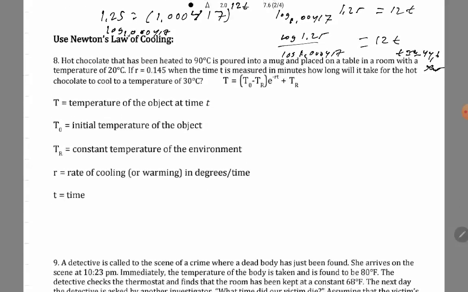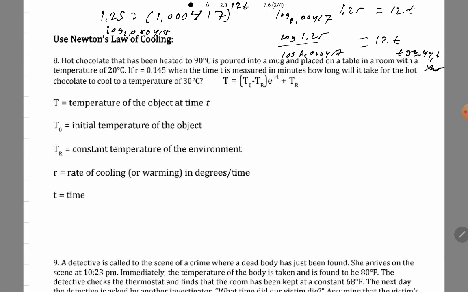Especially if you don't have any experience working with these equations. Alright, Newton's law of cooling. Hot chocolate that has been heated to 90 degrees Celsius, poured into a mug, and placed on a table in a room with a temperature of 22. So room temp is 20 degrees Celsius. If R is 0.145, when the time t is measured in minutes, how long will it take the hot chocolate to cool to a temperature of 30 degrees Celsius?